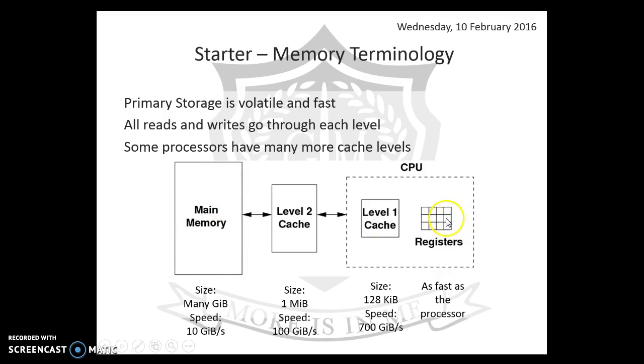When it reads a value, it asks the level 1 cache for the value. If the value is in there, it just gives it straight back into the processor. If not, it asks the level 2 cache, and then that will go back. It gets stored in the level 1 cache, straight into the processor.